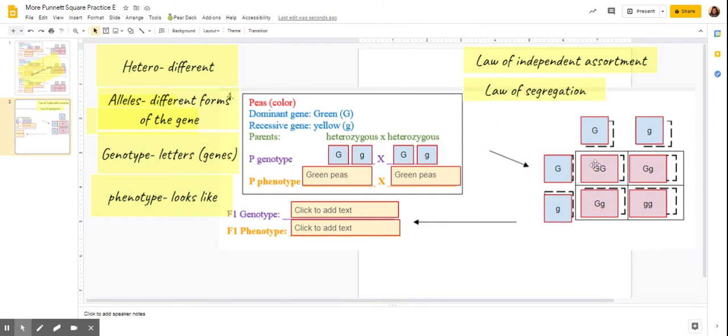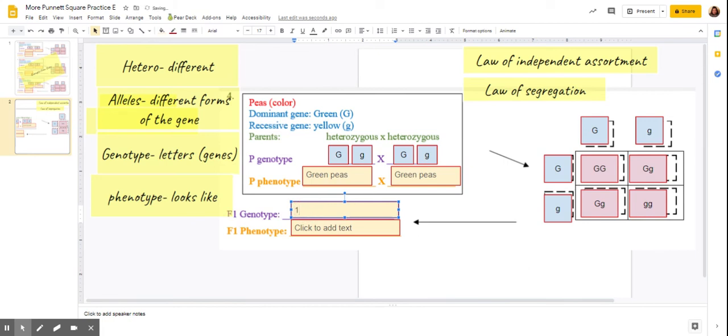Now, remember, the whole point of the Punnett square is to show what are all the possibilities and probabilities of having each type of child. And so it's 1 out of 4 or 2 out of 4 or all out of 4. So over here, the F1 is going to be the offspring of the P generation. We're going to write their genotype and ratio. So notice we have 3 different letter combinations. So genotype means letter combination.